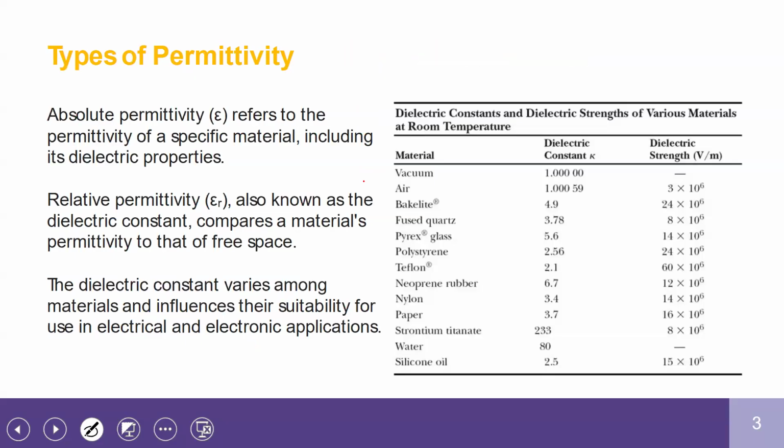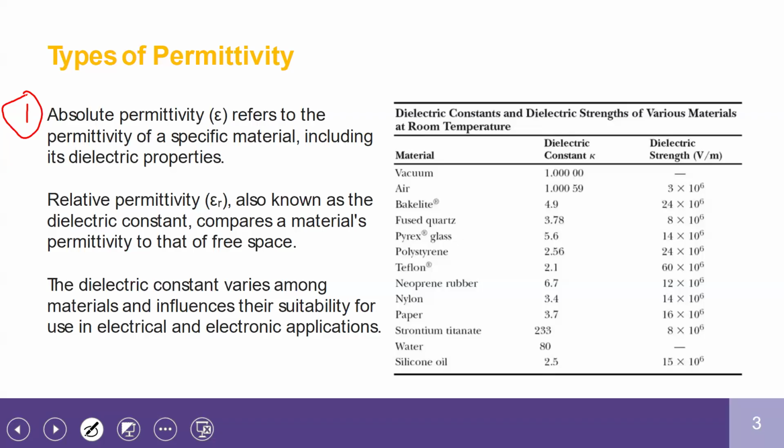And then the next thing is the types of permittivity. We have two types. We have absolute permittivity as number one, which is represented as epsilon. And this absolute permittivity refers to the permittivity of a specific material, including its dielectric properties. So it's trying to define the specific materials with their dielectric properties.